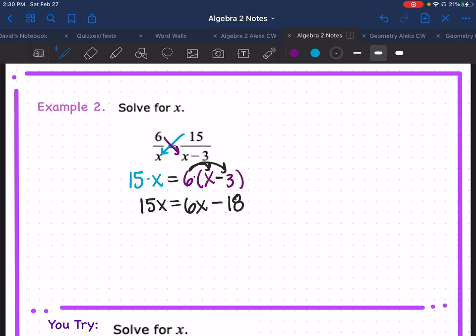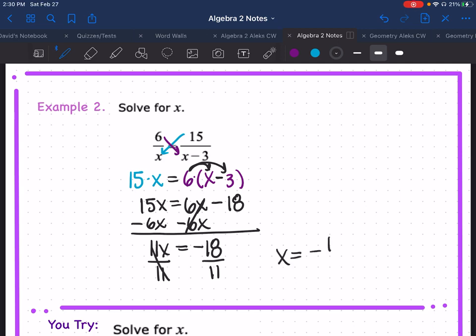I would go ahead and I would move the 6x over to the 15. I'm just using my rules of solving an equation at this point, and that gives me 11x equals the -18. I'm going to divide by 11, and I end up with -18 over 11, because that's all it simplifies to. It wouldn't simplify anymore. Okay?